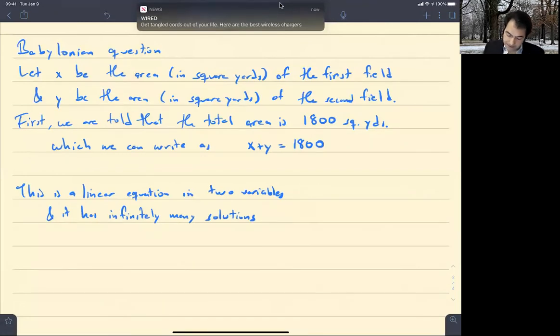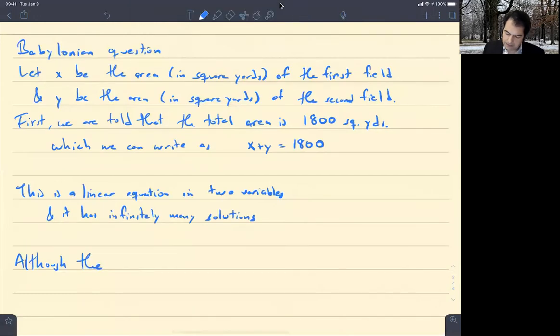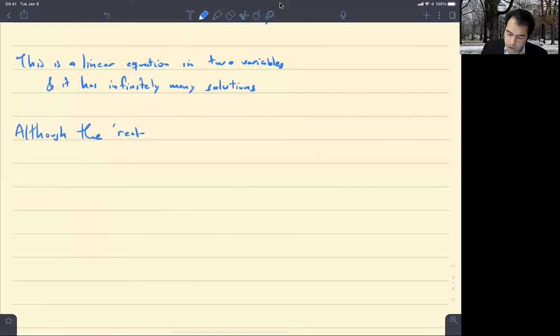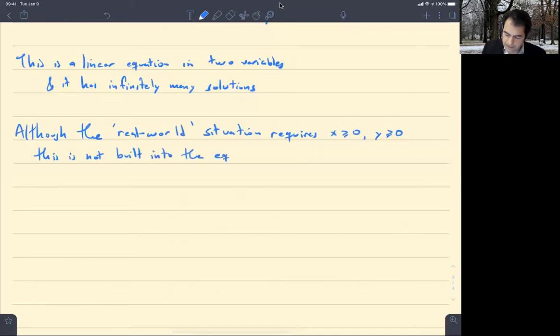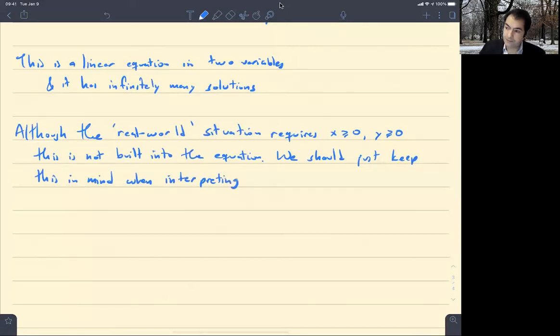So let's notice that although the quote unquote real world situation requires that x be non-negative and y be non-negative, this is not built into the equation. So we should just keep this in mind when interpreting any solutions we find.